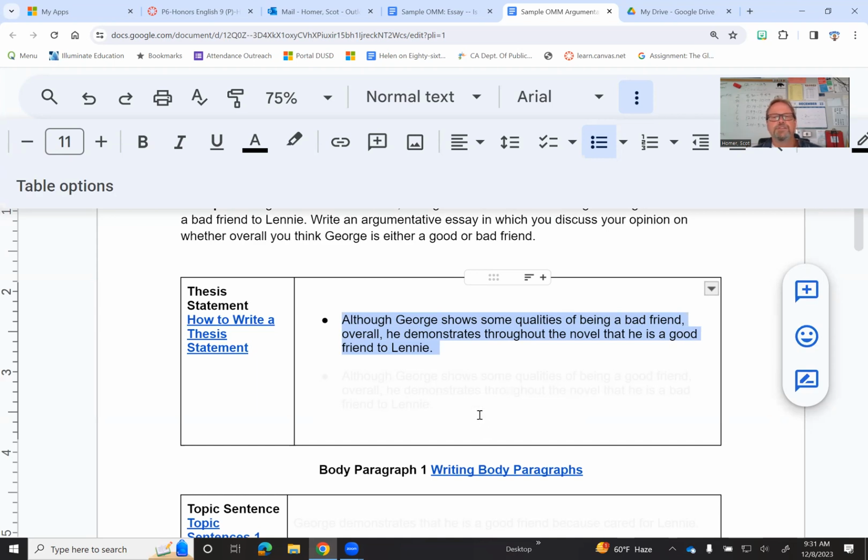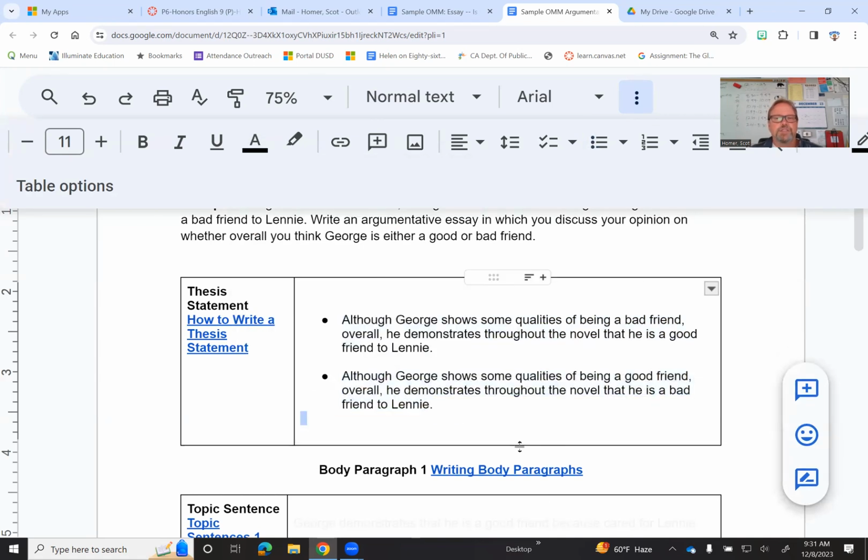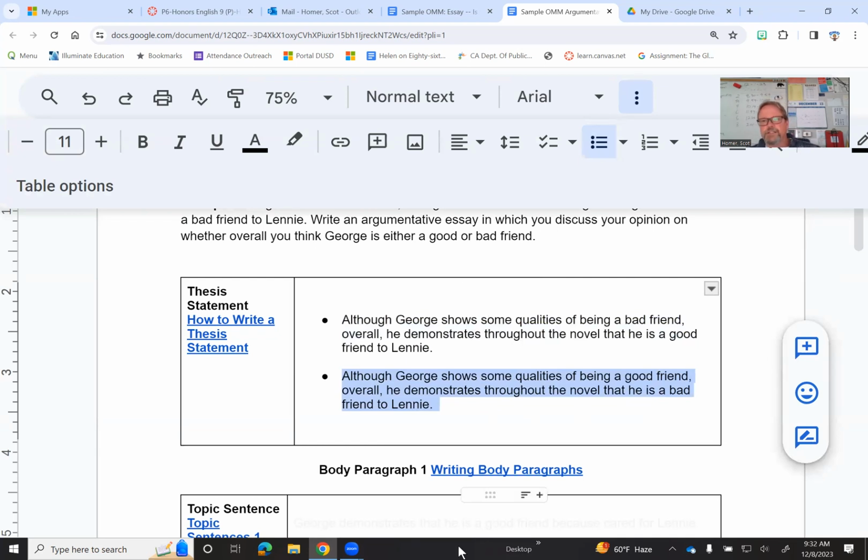Okay, now, if you are on the side of thinking that George is overall a bad friend, then you just do the same wording, but you just reverse it. You say, although George shows some qualities of being a good friend, comma, overall, comma, he demonstrates throughout the novel that he is a bad friend to Lenny. Okay, so I don't care which side you pick. Both sides are defensible. It really is up to you to decide based on your own experience, your own values, your own thoughts on whether or not you think overall he is a good friend or a bad friend.